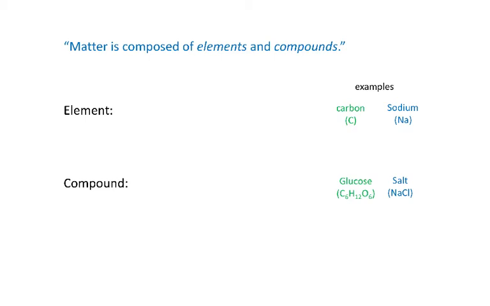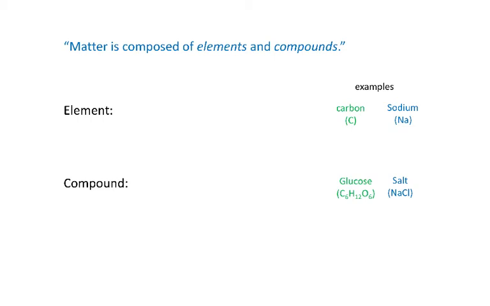And before we move on, let's think about compounds. What is the definition of a compound? Here are some more examples. Glucose, we see C here, but it's C6H12O6 this time. And salt, NaCl. So here sodium was Na, sodium was an element, and salt, NaCl, is a compound.